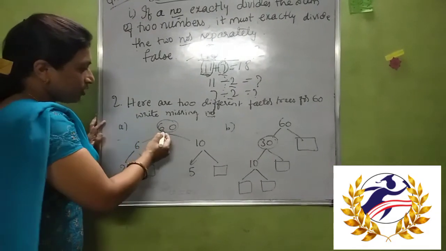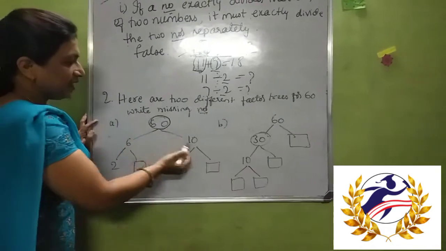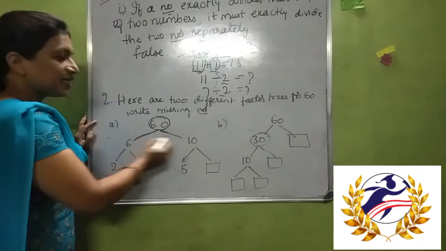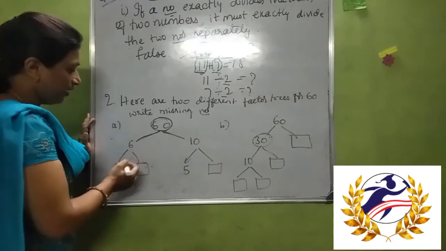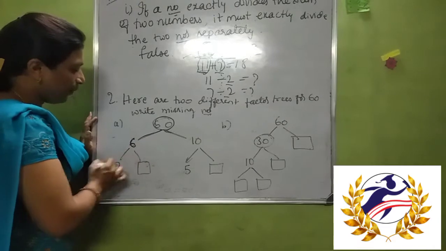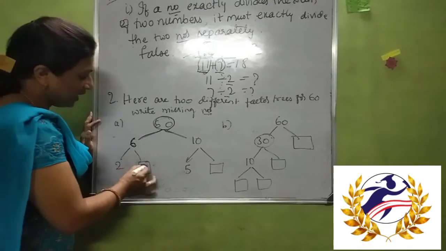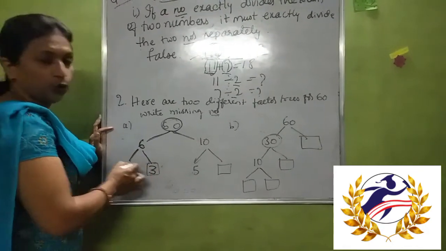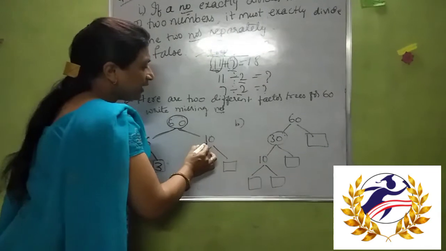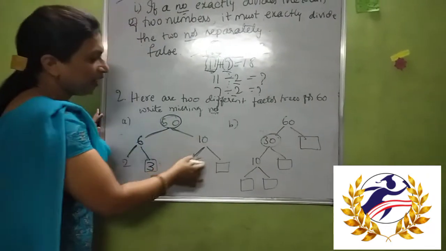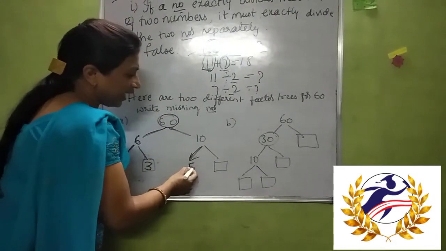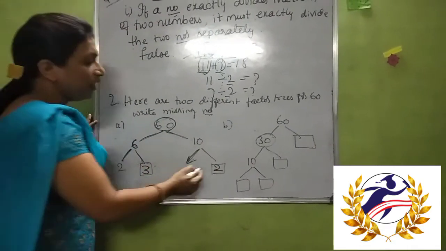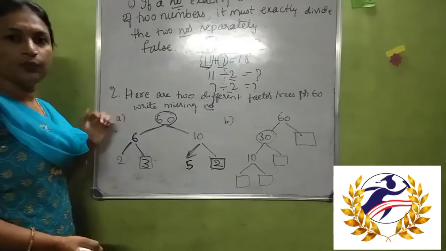60 comes in the table of 6: 6 tens are 60. That's why 60 can be split into 6 and 10. 6 again can be split into 2 and 3, since 2 3s are 6. In the same way, 10 can be split into 5 and 2, since 5 2s are 10. So that's why I need to write 2 in this empty box.